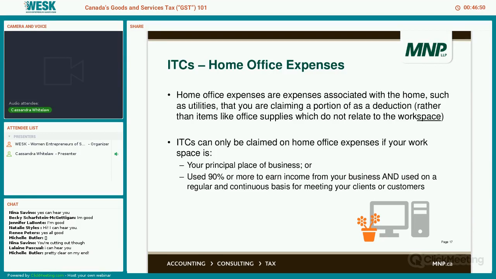In order to be eligible to claim an ITC on home office expenses, your workplace either must be your principal place of business, or it must be used 90% or more to earn income from your business, and it must be used on a regular and continuous basis for meeting your clients or customers. So basically, you need to have a dedicated workspace in your home. It can't just be an office that you use for other things. So just keep in mind if you're looking at claiming the ITCs on these type of expenses that there are limitations to who can claim them.